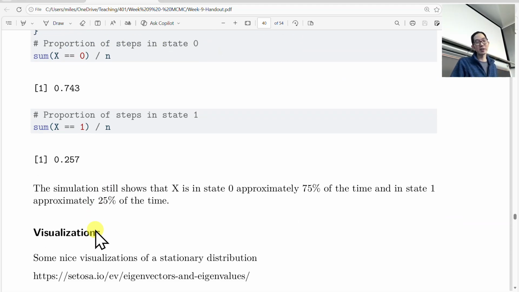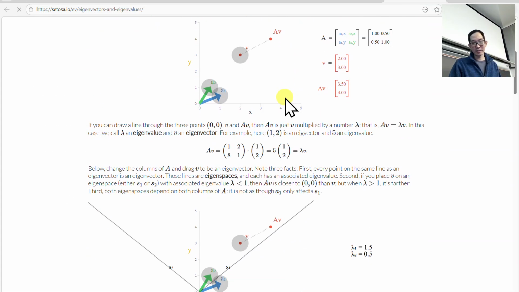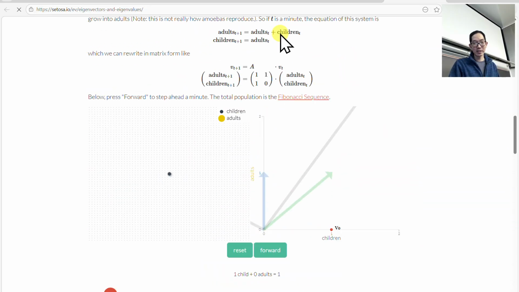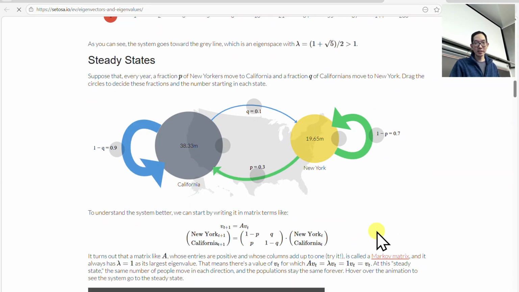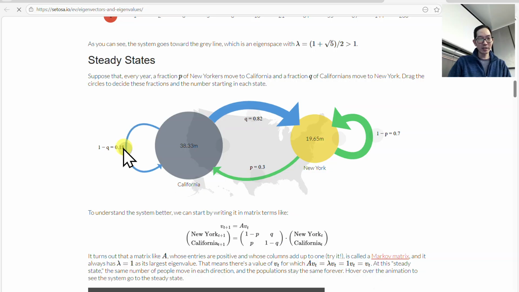Okay. There's also a nice little visualization that kind of shows this, the eigenvectors and all of this. The idea here: this is a two-state transition matrix, or two-state thing, and the thickness of the arrows is kind of like the transition probability. And here it's just like we have people moving from California to New York and people moving from New York to California.